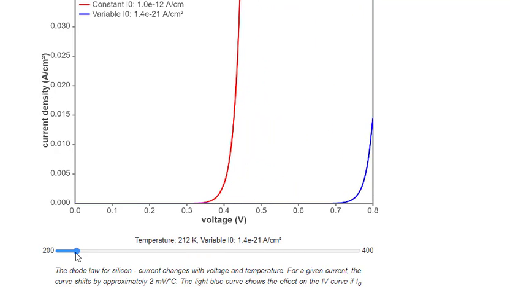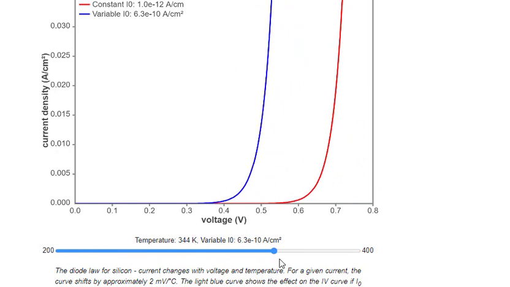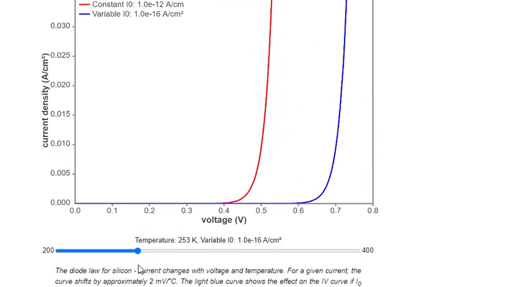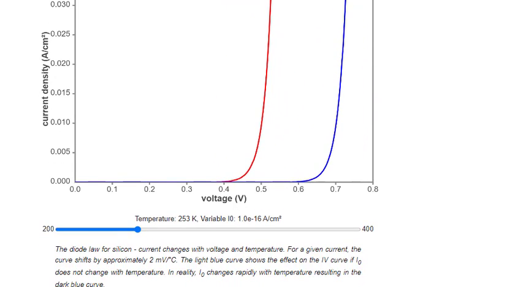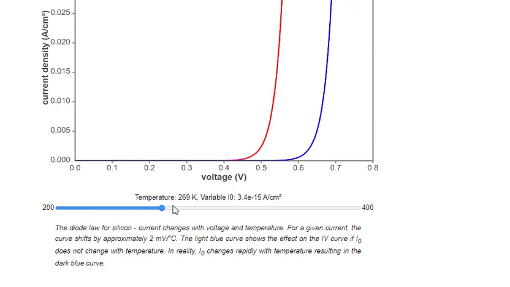The diode law for silicon: current changes with voltage and temperature. For a given current, the curve shifts by approximately 2 mV per degree Celsius. The light blue curve shows the effect on the IV curve if I0 does not change with temperature. In reality, I0 changes rapidly with temperature, resulting in the dark blue curve.